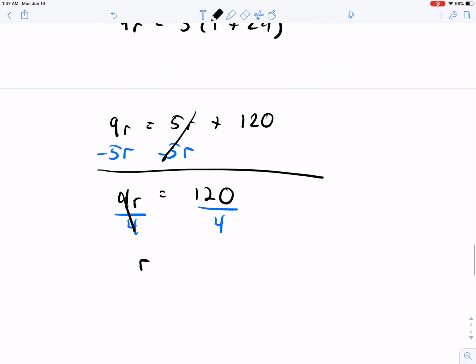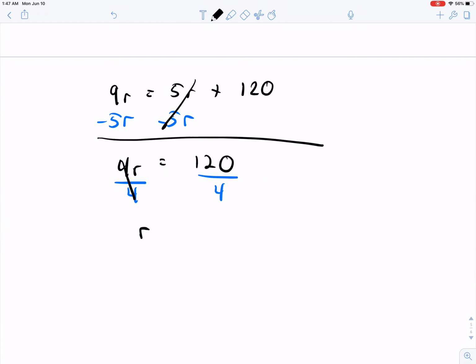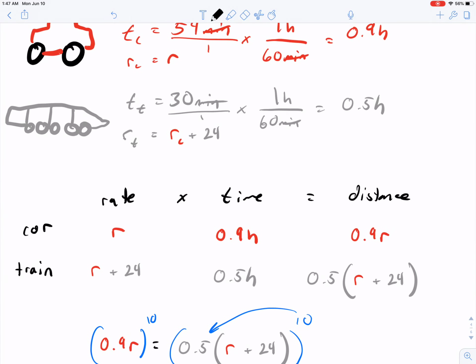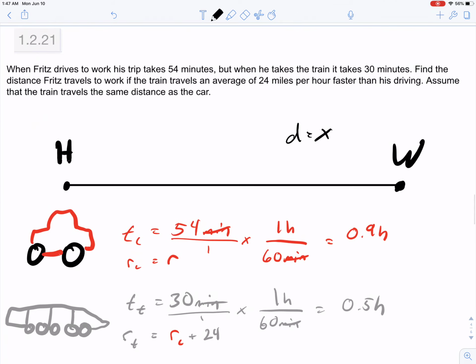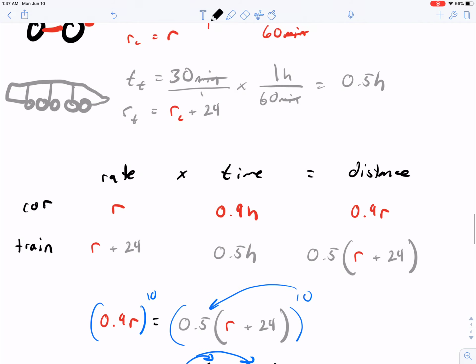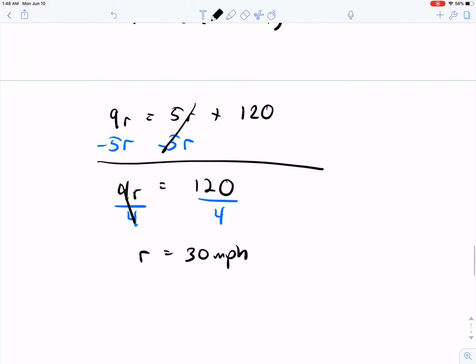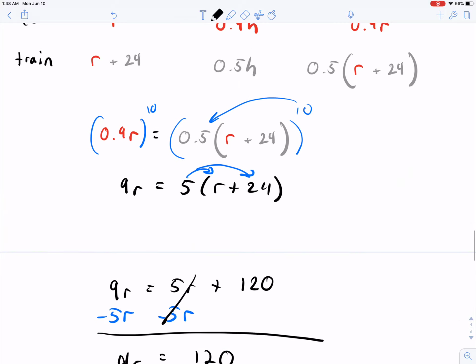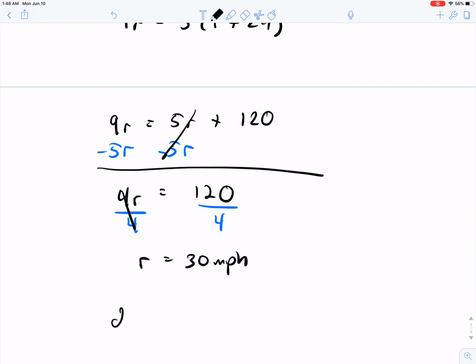So then the rate of, I think this is the car, what is that? 30. Yeah, 30 miles per hour. Let's see. Okay. So our claim is that the rate of the car is 30 miles per hour. The question says, find the distance he travels to work. Find the distance, right? So then if he's traveling at 30 miles per hour, the distance is going to be 9/10 of 30.